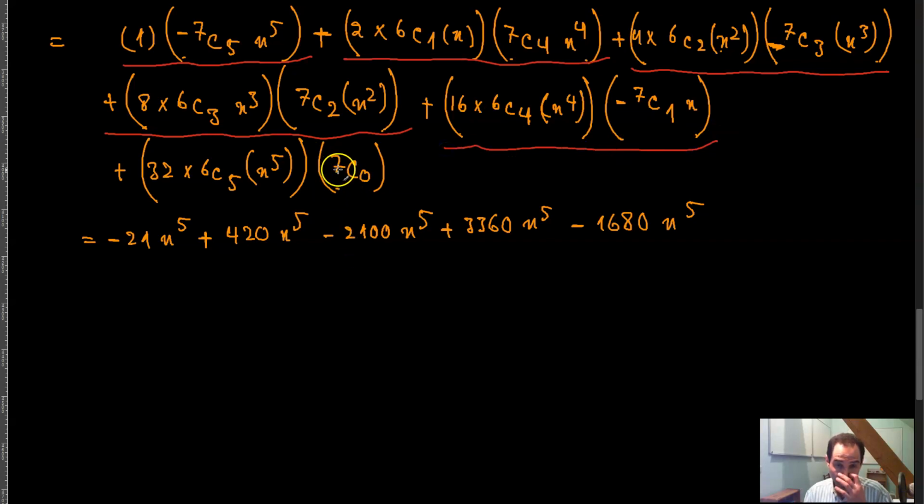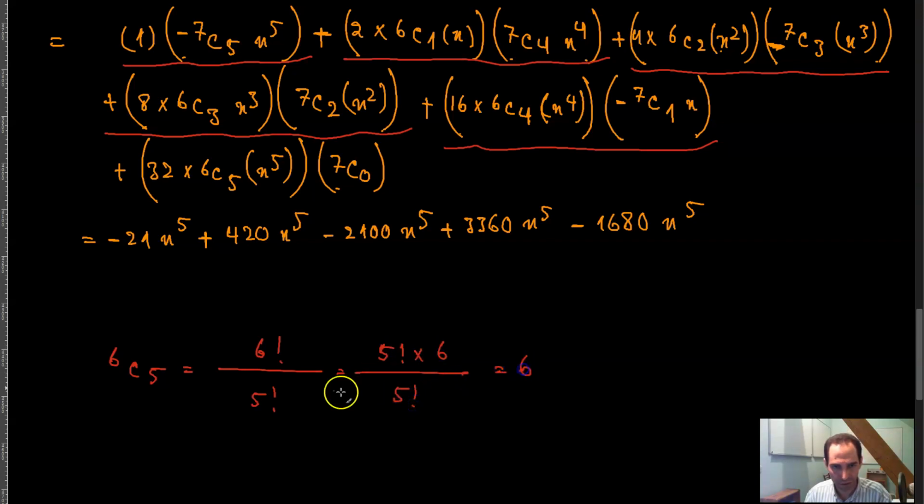And then over here you have 7 combination 0, which is equal to 1. And then you have 32 times 6 combination 5. Now 6 combination 5 is the same thing as 6 factorial over 1 factorial times 5 factorial, which is the same thing as 5 factorial times 6 divided by 5 factorial, which is equal to 6. And 6 times 32 is equal to 192. That's plus 192 x raised to the power 5.